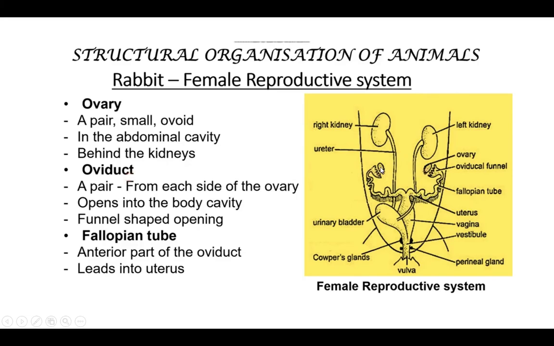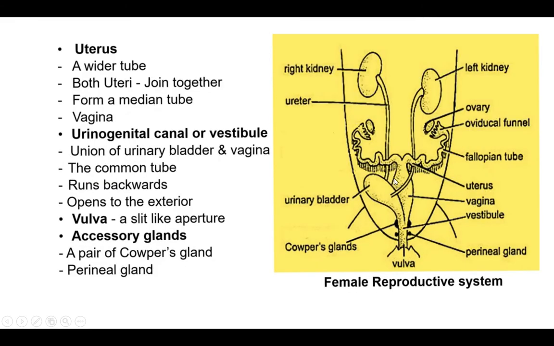So here what have we seen? One, this part is the ovary, a pair of ovaries, and from there the oviduct, then the fallopian tube, and then the uterus. This area is the uterus. And next, a wider tube. Here this structure is very clear. Both the uteri, the plural form of uterus, join together and form a median tube. And that is called the vagina.